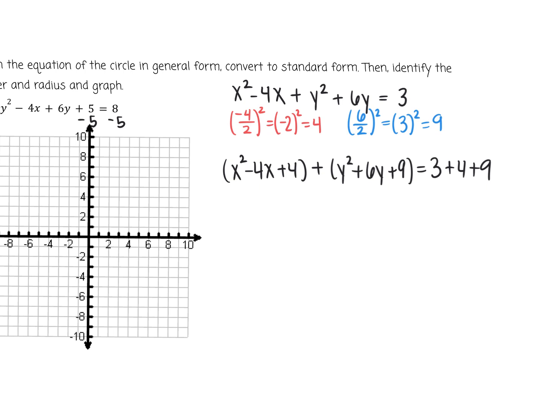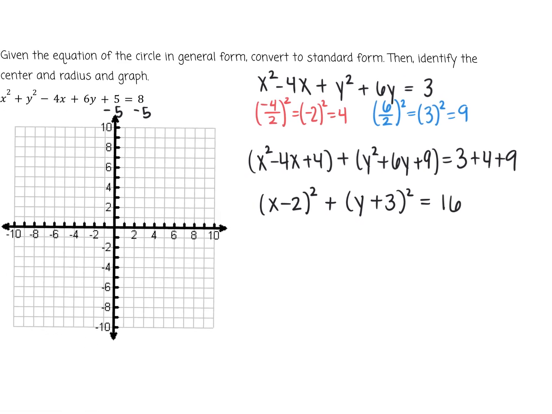So when I factor x² - 4x + 4, it's going to factor as x and then whatever b divided by 2 was, which was -2, squared, plus y, and then whatever b divided by 2 was, which was positive 3, squared, equals, and then 3 + 4 + 9 is 16. So in order to graph my circle, I need to know my center and my radius. So my center is going to be at (2, -3), and the radius is going to be the square root of 16, which is 4.